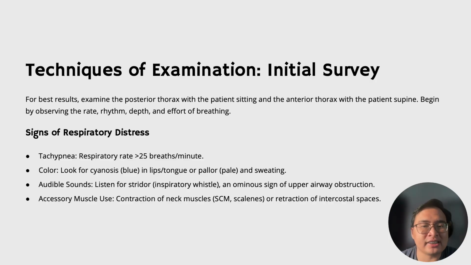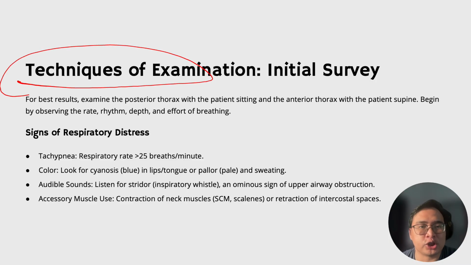Now let's proceed to the last and most important part of our lecture, which is the techniques of examination, starting with the initial survey. So what's the proper positioning in examining a patient for their chest examination? For best results, you examine the posterior chest while the patient is sitting down, and the arms should be folded on the patient's chest in order to swing the scapula away from the back. After that, you ask the patient to lie down. So with the patient supine, you examine the anterior thorax.